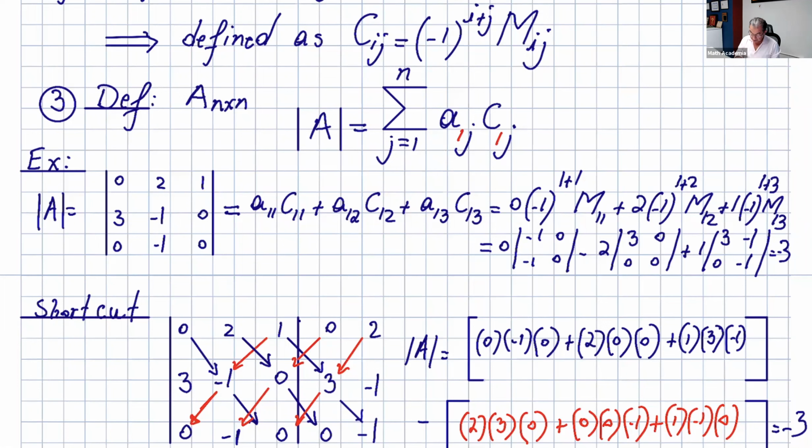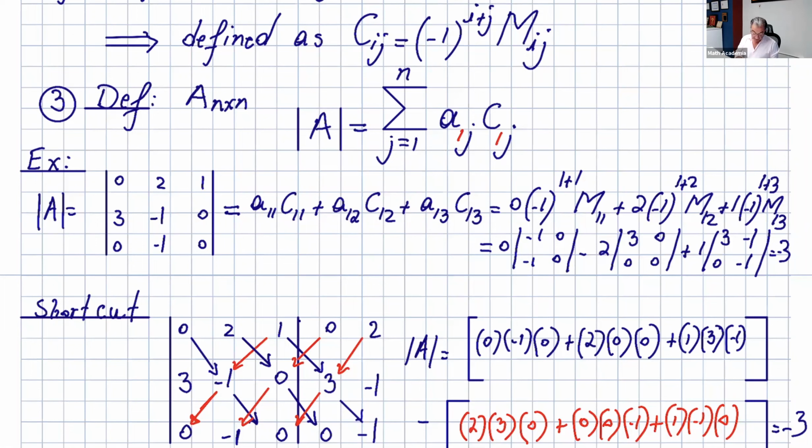Then it's plus 2, which is A12, and times -1 to the power of 1 plus 2, again, because it's A12, and the minor of M12. The minor of M12, we know it's that matrix. So that's why -1 to the power of 3 becomes a negative number here. So it's -2 times the determinant of that matrix.